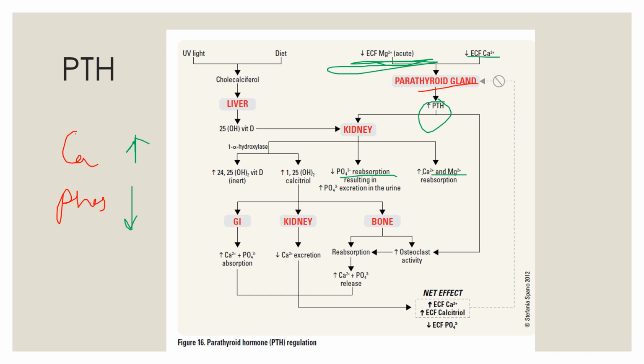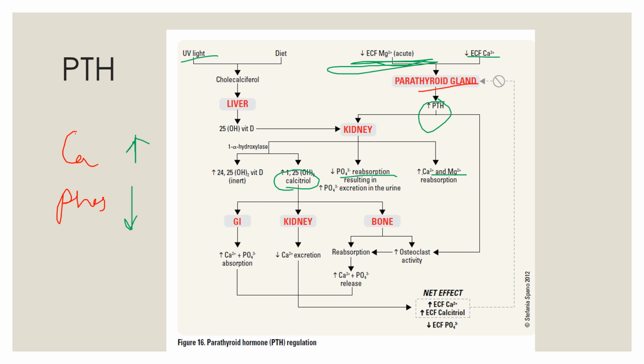Okay, and it also increased the vitamin D activation. That is 1 alpha hydroxylation of 25 hydroxy vitamin D to 1,25 dihydroxy vitamin D, which is called calcitriol, which is the active vitamin D. Okay, so we'll also see how vitamin D is produced and how it is acting.